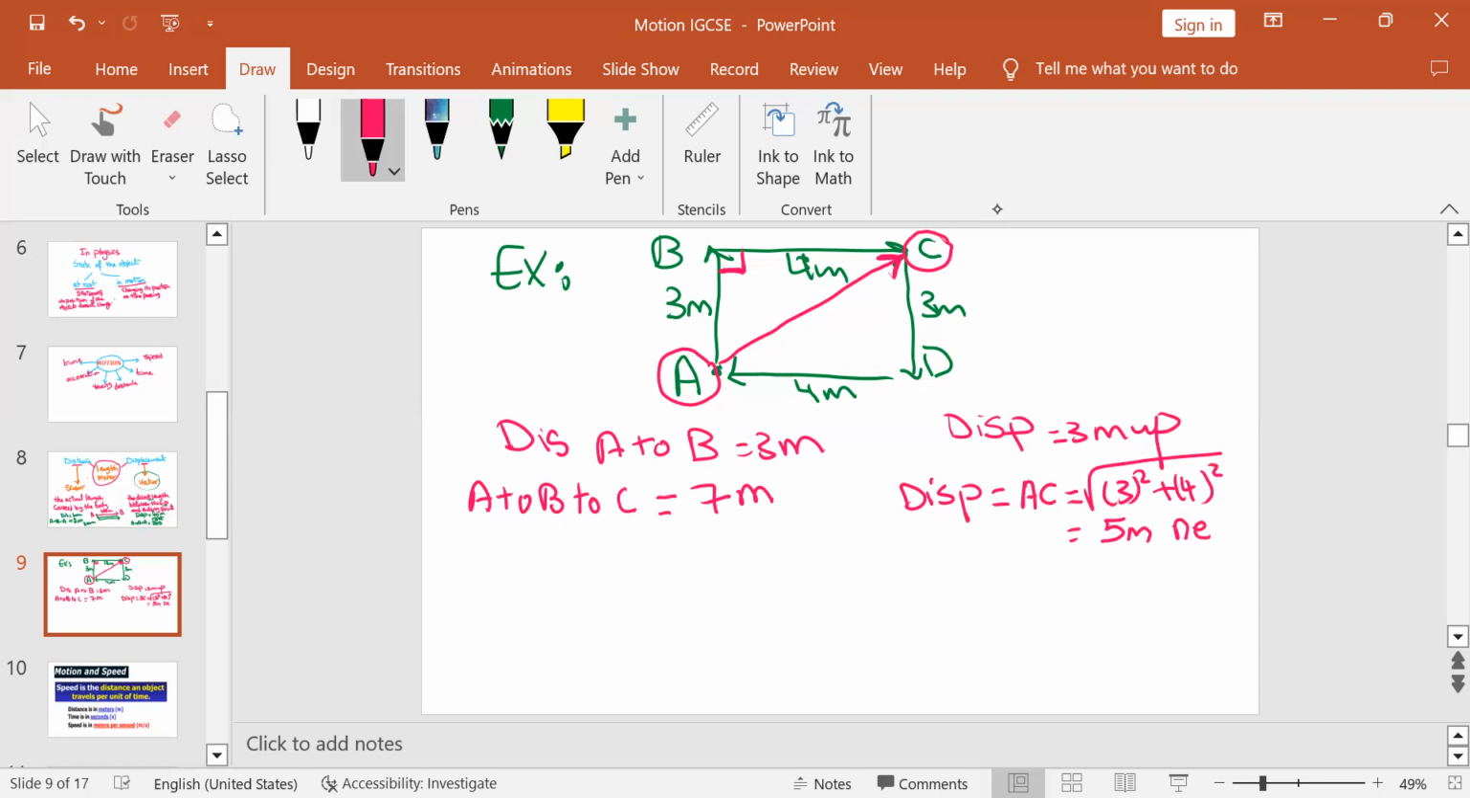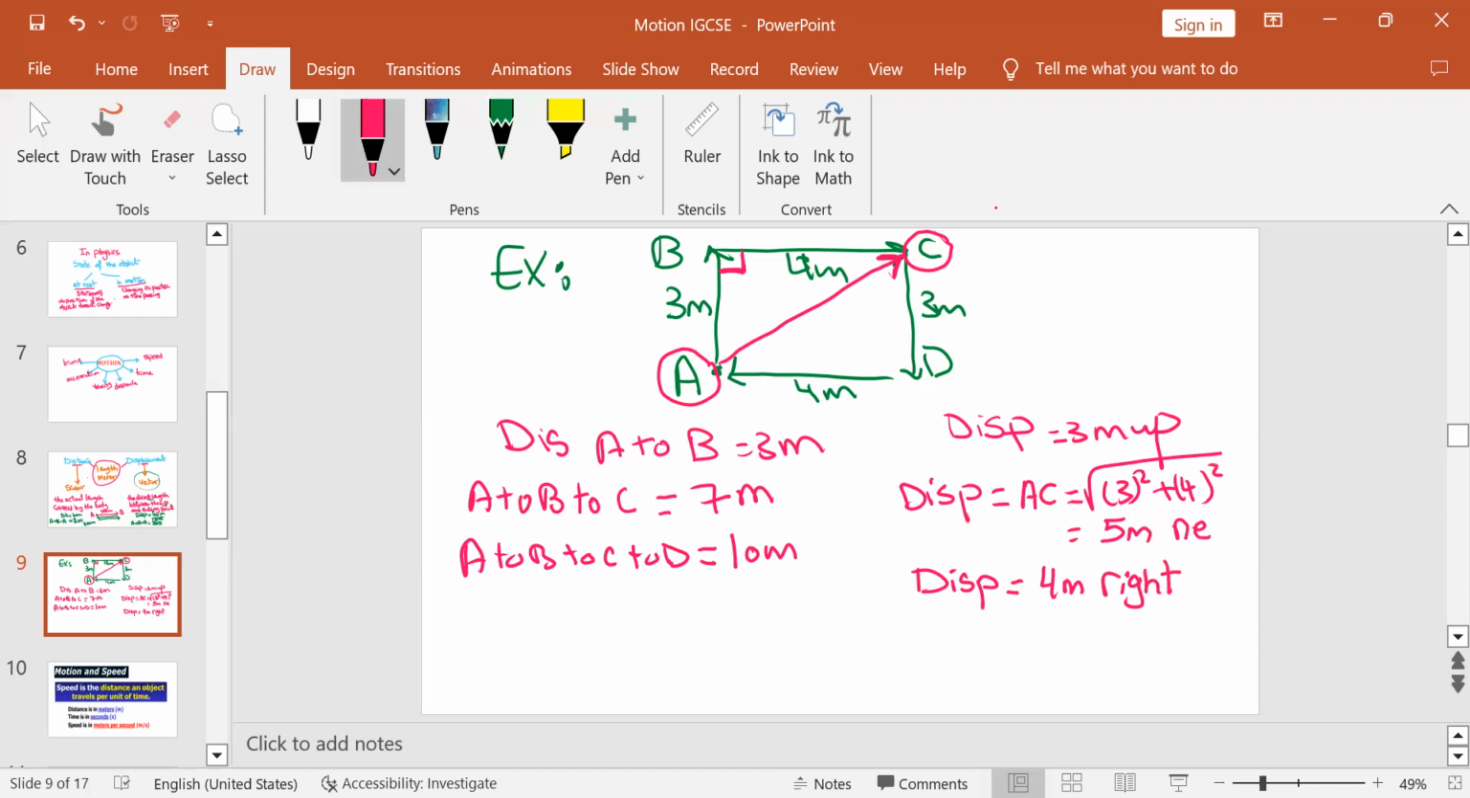What if the body moved from A to B to C to D? What about the distance? 10 meters. What about displacement? 4 meters. Excellent. What about the direction? It's right.